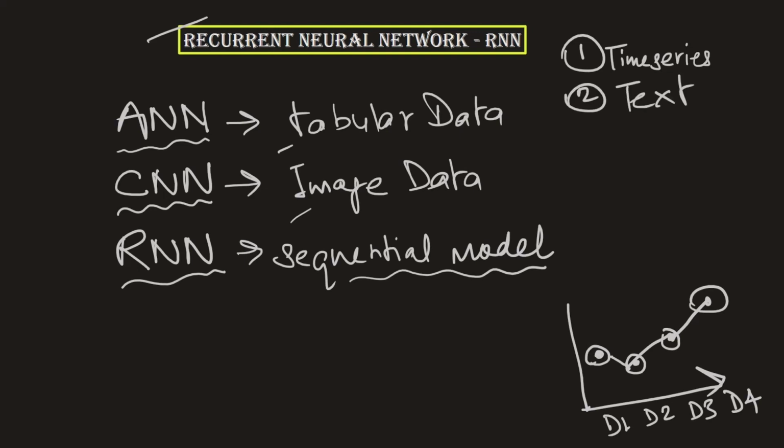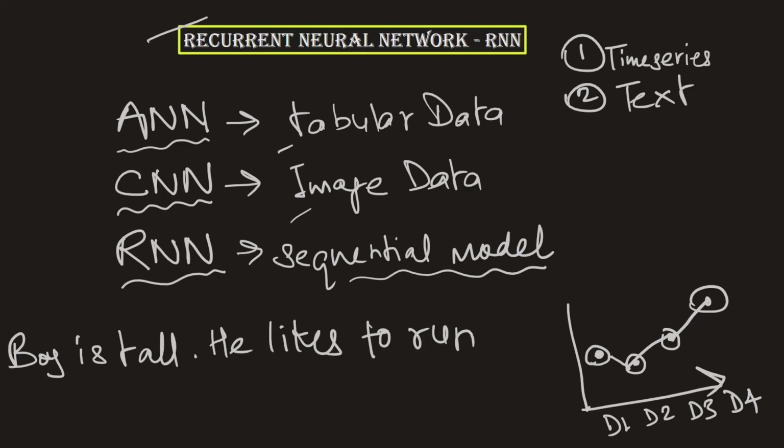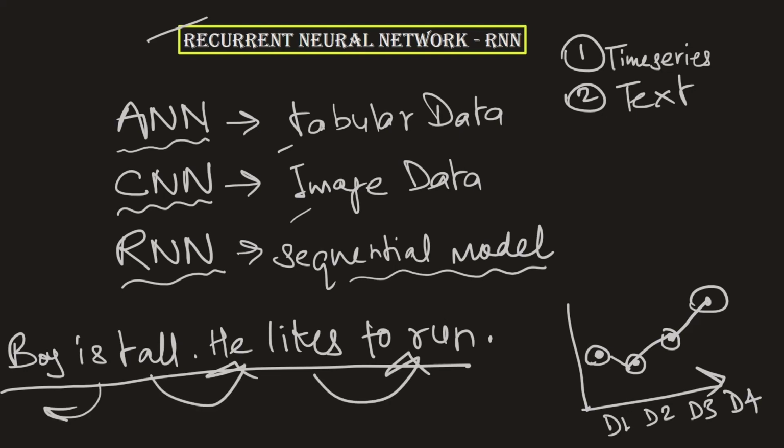The second could be text. So let's assume a sentence like this: the boy is tall, and the next sentence is he likes to run. This entire statement has a meaning because all these words are in a sequence. And if you try to shuffle all the words in this sentence here and there, then it is going to lose its meaning, right? So obviously text is another good example of sequential data because the sequence of each and every word is very important in order to preserve the semantic meaning of the statement.